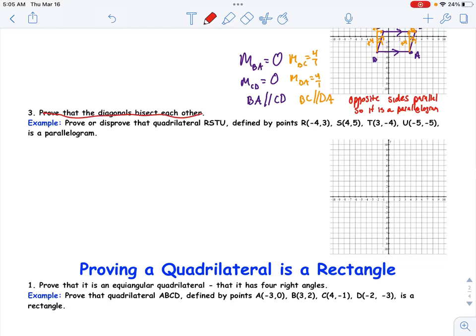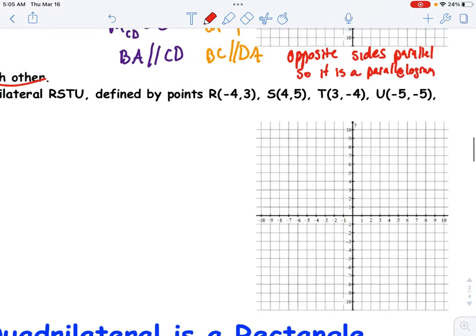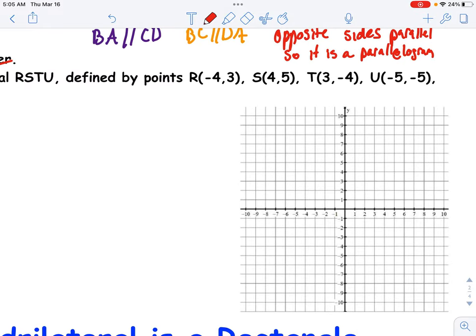Okay, and this one it's telling us specifically to prove that diagonals bisect each other. Alright, so that's a property of a parallelogram. So we're going to go ahead and plot this. Alright, we have negative 4, 3, 4, 5, and then negative 5, negative 5.